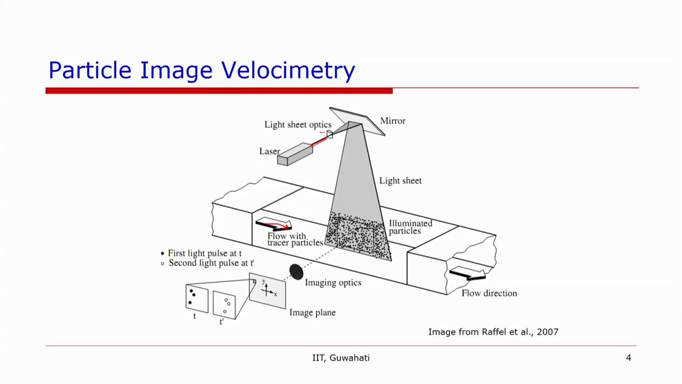This will be measured by imaging optics. So, the velocity is measured as follows: the first light pulse is introduced at time t, and another light pulse is introduced at time t dash. And so, two images at time t and at time t dash are captured. These are the particles which are illuminated. So, the light scattered from the particle is taken into the camera.